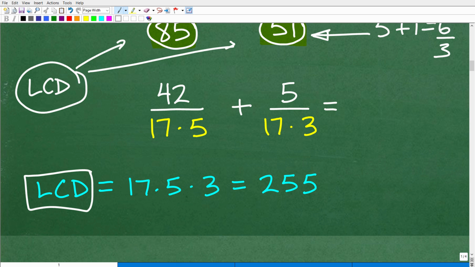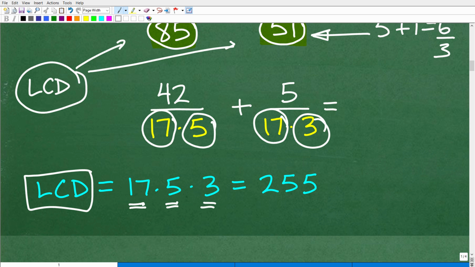So the lowest common denominator is basically the product of each of these respective prime factors. So let's take a look at the prime factors that we need to have in our LCD. Well, we have a 17 here and we have a 17 here. So how many 17s do we need in our LCD? Just one. You don't need to write both of these, just one. We need a 5 because we have a 5 as a prime factor right there. And we need a 3, so we have to put that in our product as well. So 17 times 5 times 3, this entire product is 255.